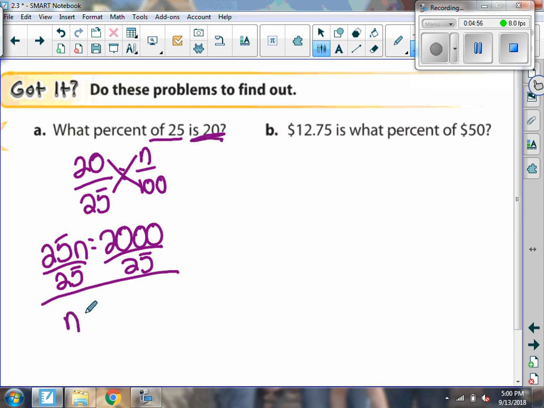And you get n is equal to, 25 goes into 200 8 times. So it goes into 2,000 80 times. So n is equal to 80%. So go ahead and pause this and take a moment to solve B. $12.75 is what percent of $50? So use your keywords to figure out what that is.